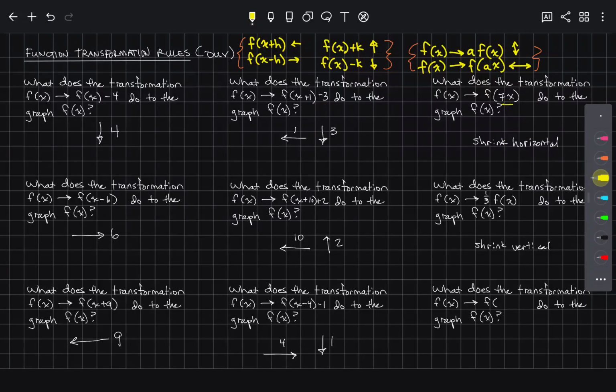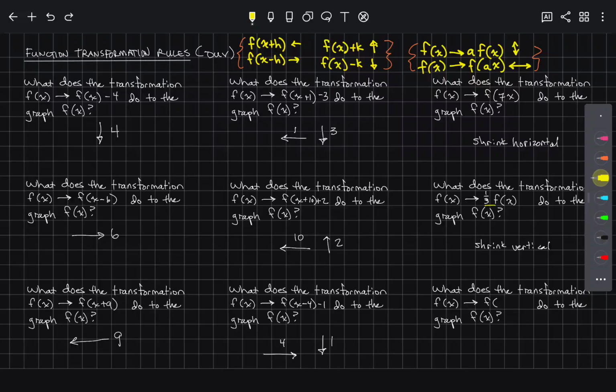Multiply by a 7x, that means 7 times all of the x values. So that means it's going to shrink horizontally. Anything greater than 1 is going to cause a shrink. Anything less than 1 is going to cause a growth or a stretch. Minus 6 is going to the right 6. Then we've got plus 10 and plus 2. So x plus 10 is going to be 10 to the left, and then up 2.